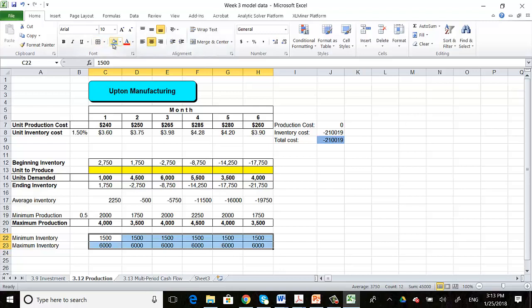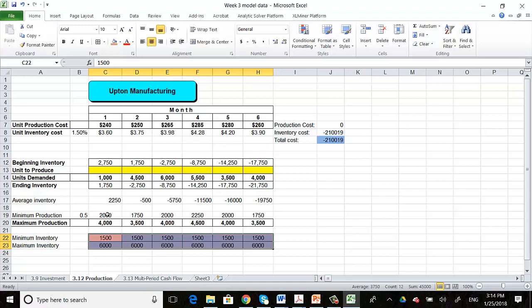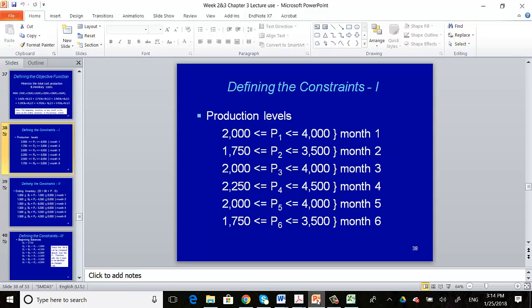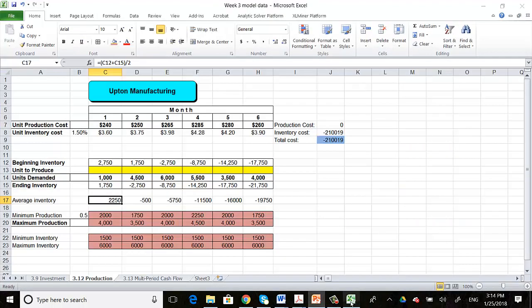Those are all my right-hand side. I'm going to shade those. Same here. Okay, so I think that's all the constraints we have. We had this group, we had this group, and we already put this group in when we first defined the relationship. Okay, so we got everything. Then we'll just do production and inventory.